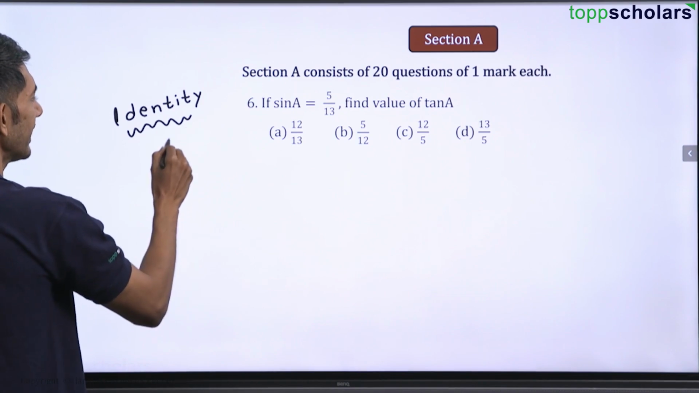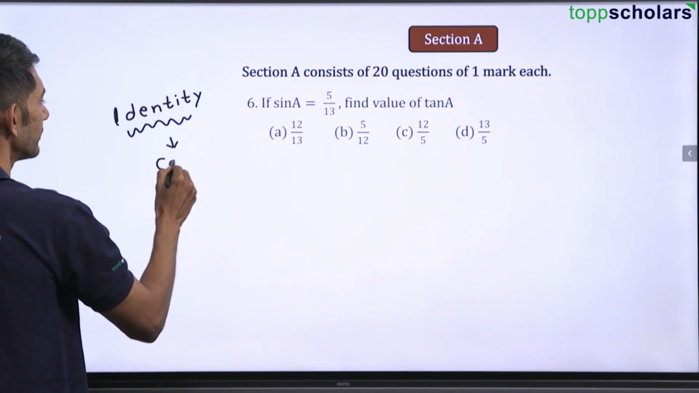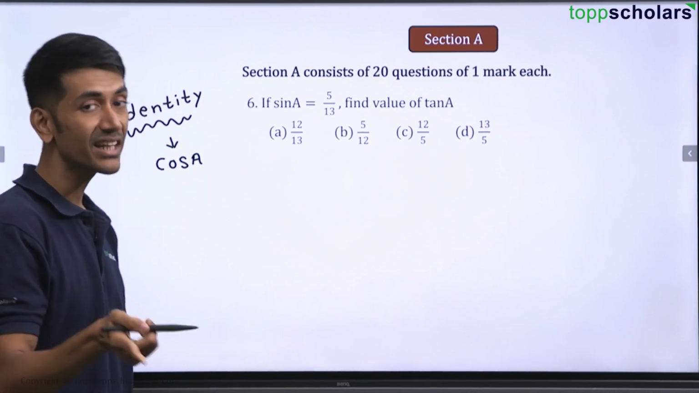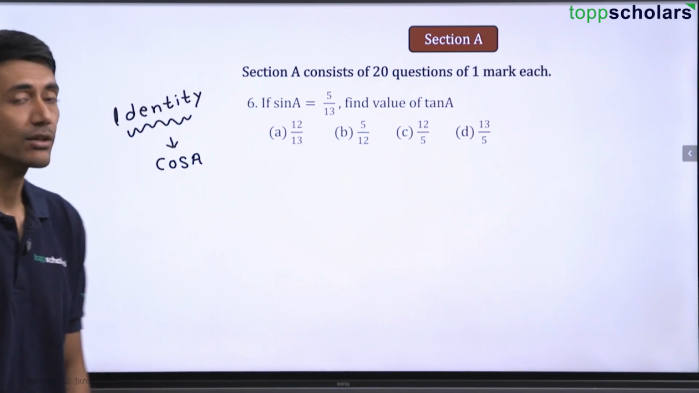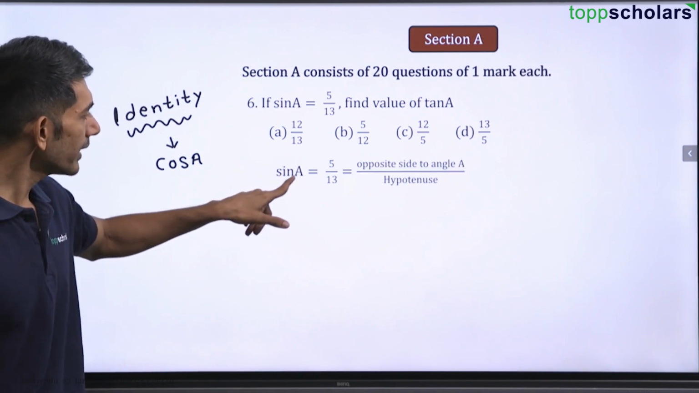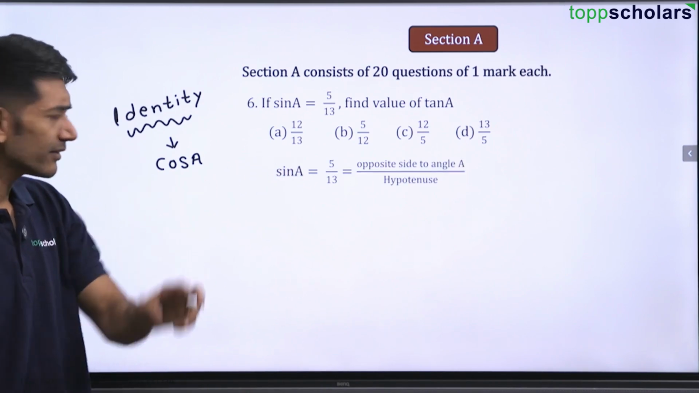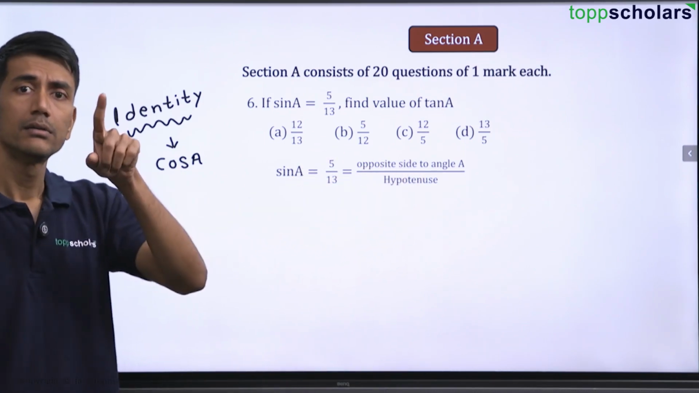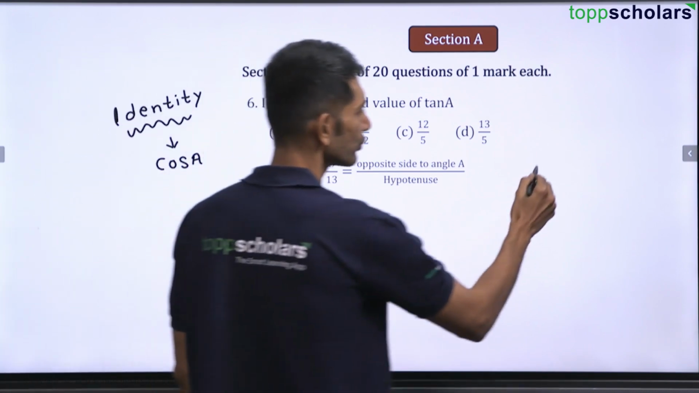So you know sine A, all you need to do is find out cos A. So how are we going to find out cos A? By using the identity that gives us the relation between sine and cos, that is sine square A plus cos square A is 1. Correct? That is one of the ways. The second way is you can do it with the help of the triangle and its ratios.